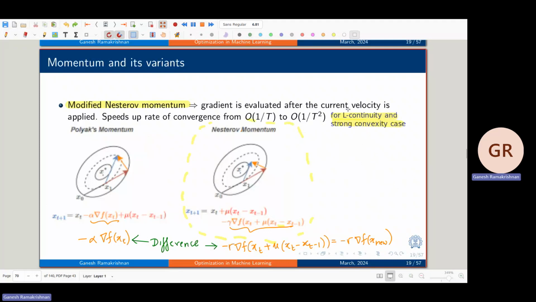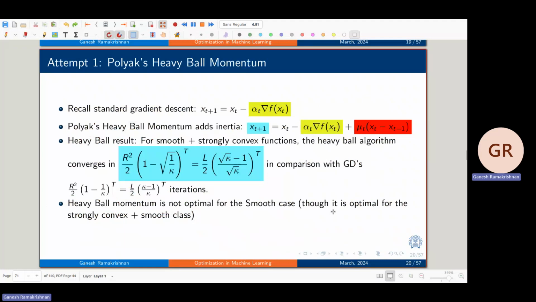So by the way, I forgot. I was saying this also works for Lipschitz continuity and strong convexity case. It also helps there. That was one of our aspirations, to improve that. It turns out it helps there. While it helps the smoothness, it's motivated by smoothness.